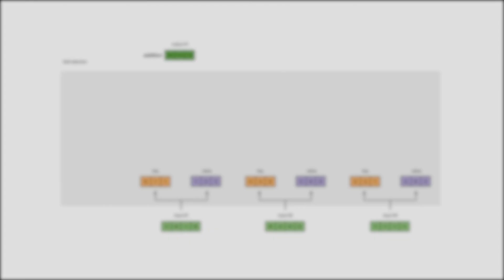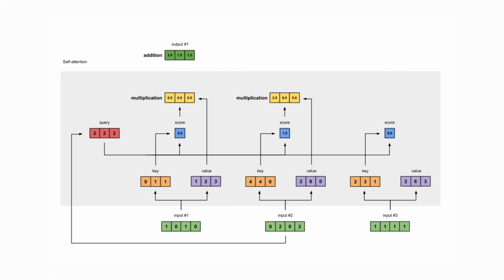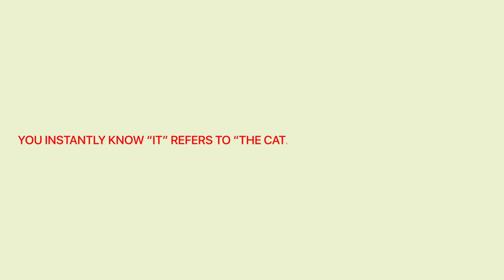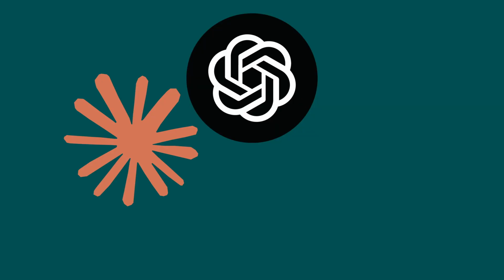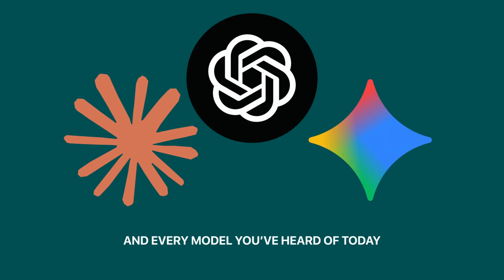Attention means, instead of treating every word equally, the model focuses on relationships, like when you read the sentence, "The cat sat on the mat because it was tired." You instantly know it refers to the cat. Transformers learn that too, automatically. This parallel processing made them thousands of times faster to train and scale. And when combined with massive data and GPUs, we got GPT, Claude, Gemini, and every model you've heard of today.